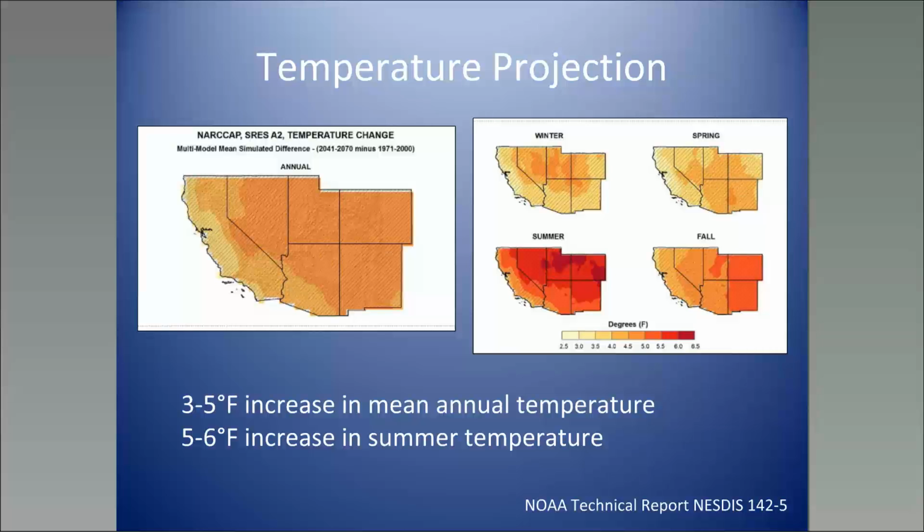Temperature projections for the southwestern U.S. show a 3 to 5 degree Fahrenheit increase in mean annual temperature by mid-century. But we really see things heat up when we look at temperature increase by season. Summer temperatures are projected to increase by 5 to 6 degrees Fahrenheit by mid-century. This means higher atmospheric water demand and more water stress for trees in these forested ecosystems. And from a fire perspective, it translates into a drying out of the ecosystem, leading to increased flammability.